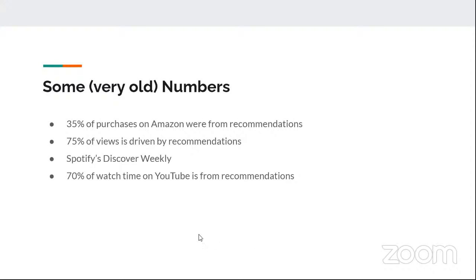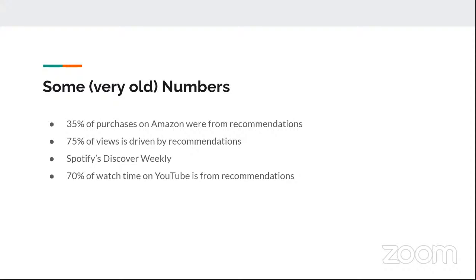Then yeah, the 75% of views is actually from Netflix. So from Netflix, often people just don't go there looking for what to watch. They open up Netflix, and then the system suggests, okay, you can watch this, you can watch that, then they watch it. So 75% of views from Netflix is driven by the recommender system.